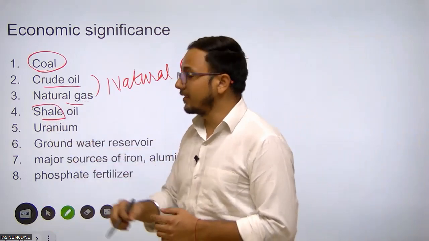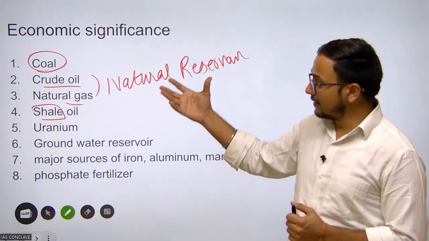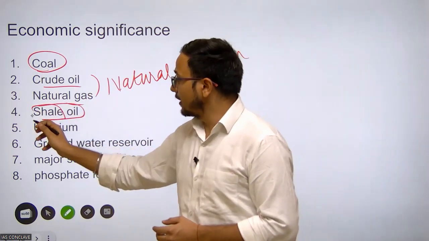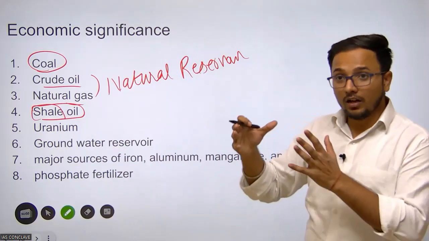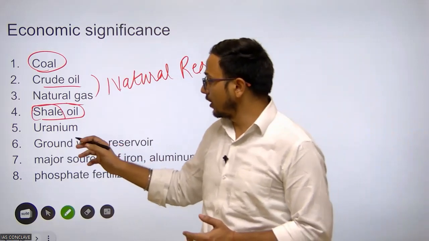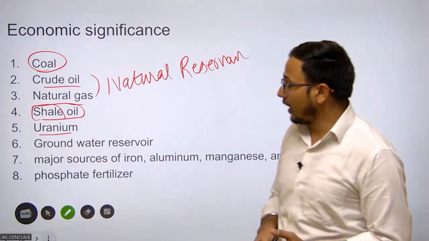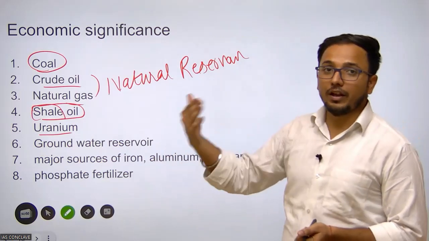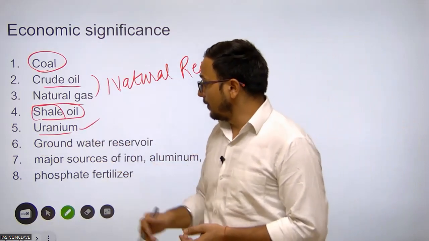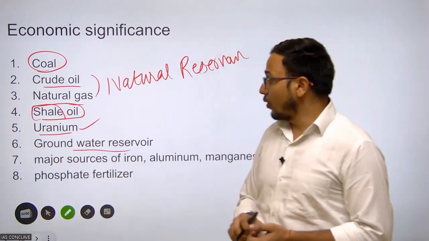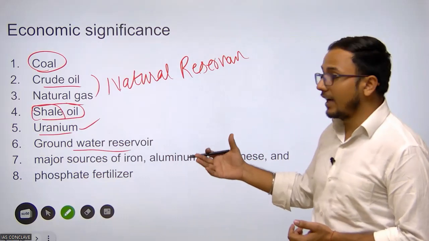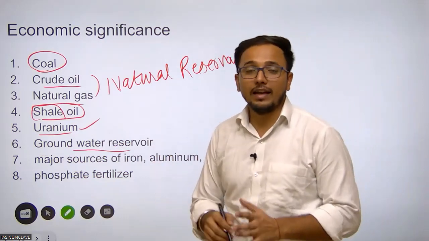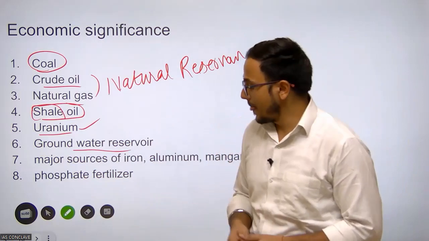Shale is a sedimentary rock. When oil penetrates this sedimentary rock, it acts as shale oil. It is also a significant non-conventional energy resource. Uranium, because nuclear power is going to be very dominant in the upcoming times, so uranium is going to play a major role. Groundwater reservoirs, and major sources of iron and aluminum. So if you look at this economic significance, we cannot ignore the sedimentary rocks.